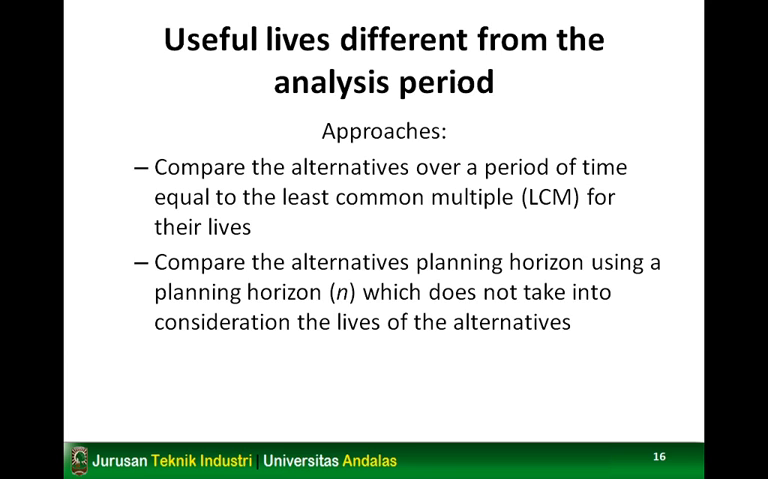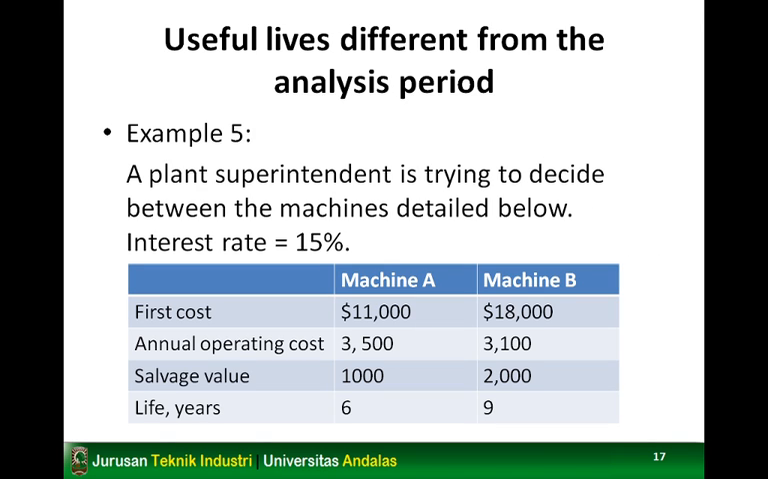So now, I will explain this example. In this example, we try to decide between the machines below with an interest rate equal to 15%. We have machine A, and the life of that machine is 6 years, and machine B, and the life of that machine is 9 years. So we will do the first approach.